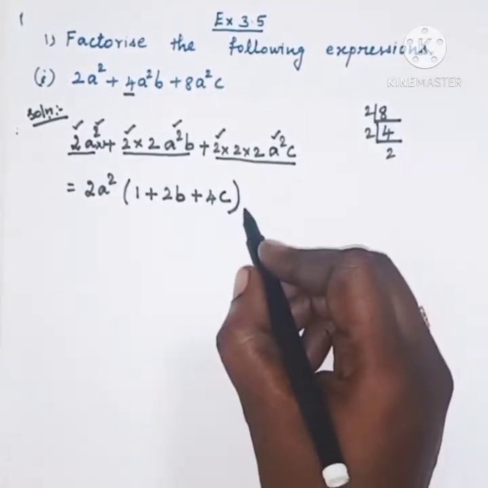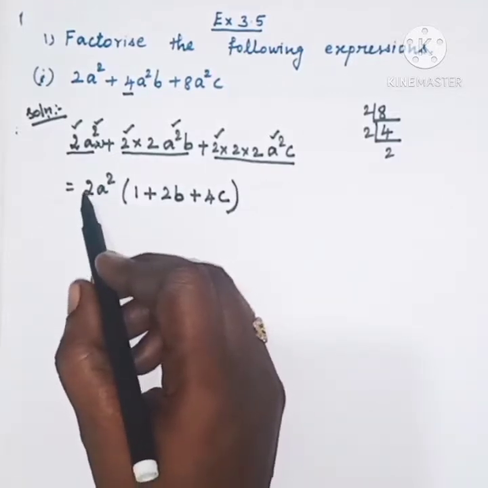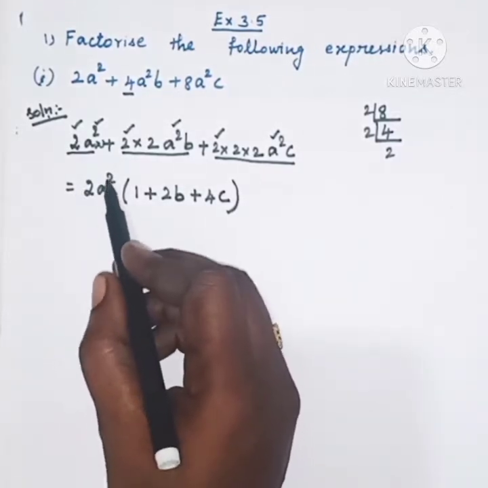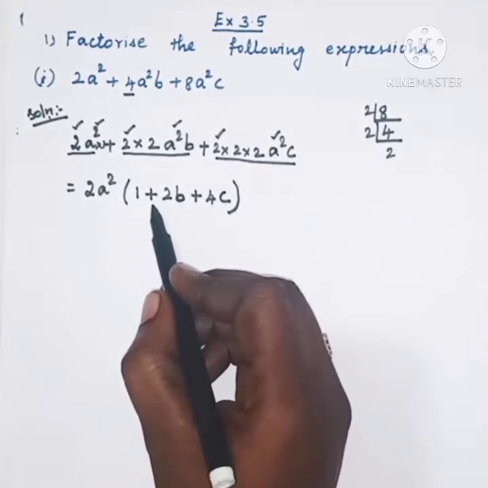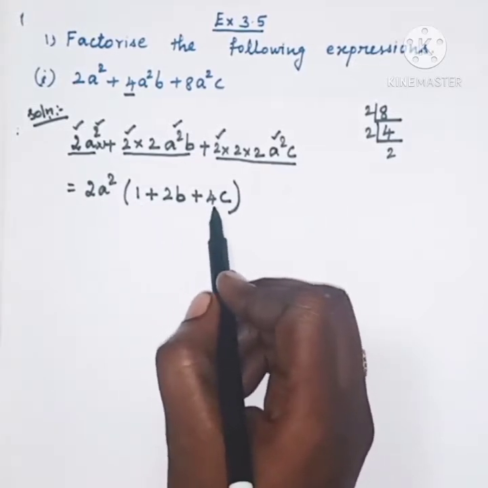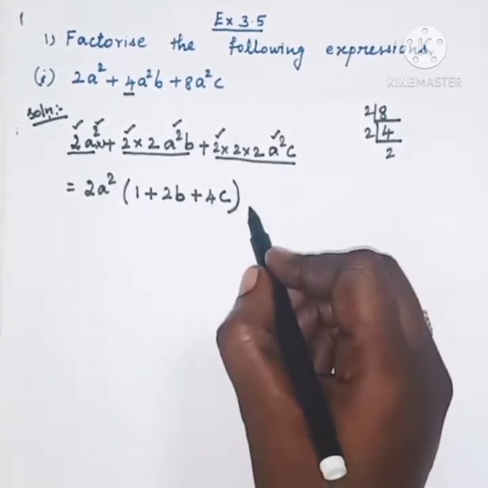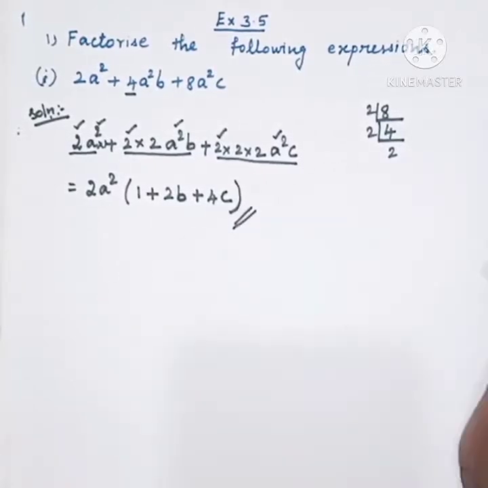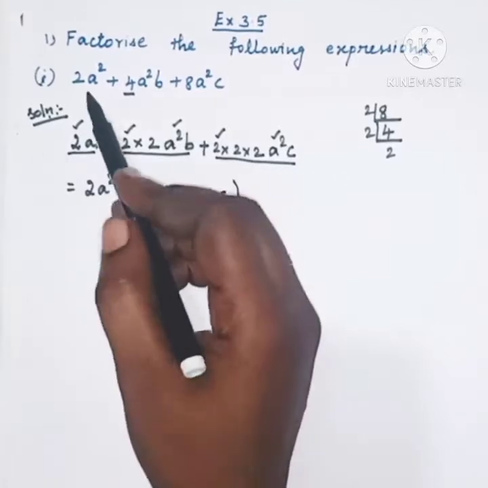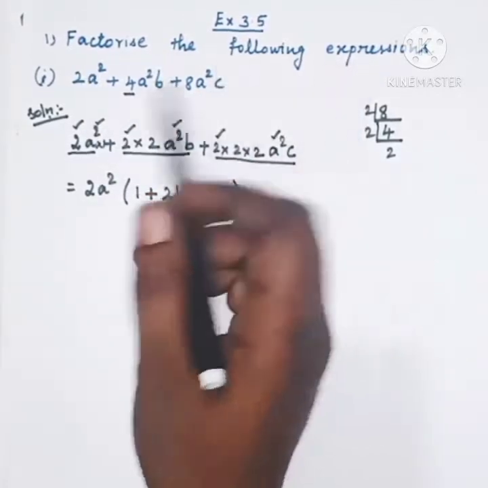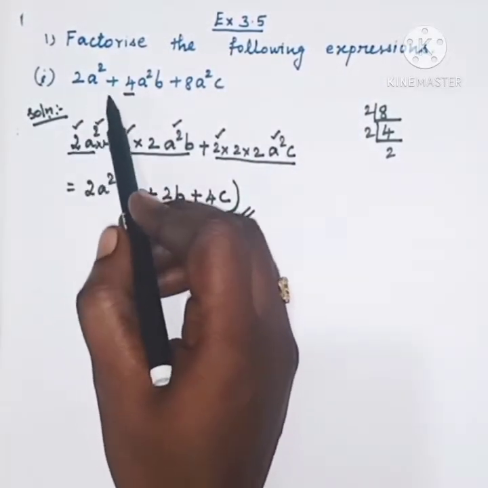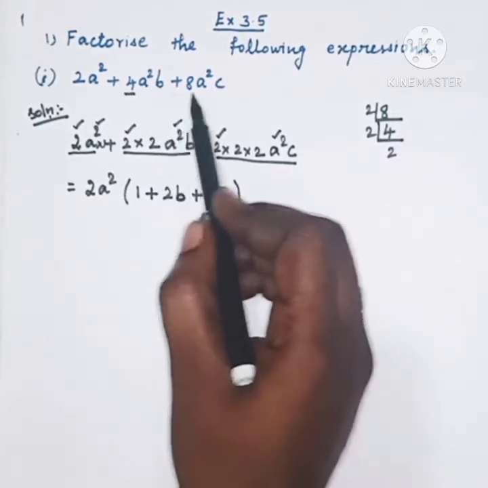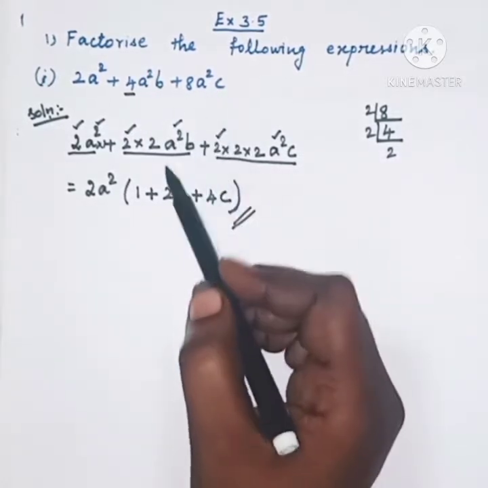This is the answer for the first sum. First sum, first subdivision, 2a square into 1 plus 2b plus 4c. I repeat it once again. The question is, factorize the following expression: 2a square plus 4a square b plus 8a square c.